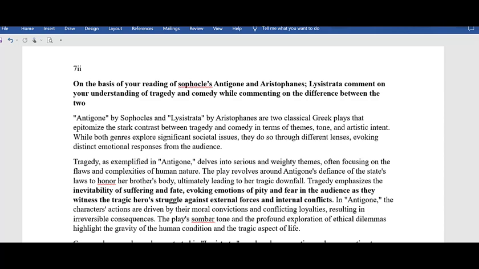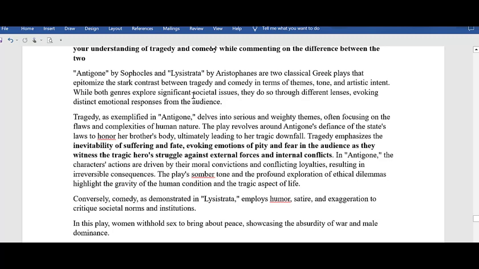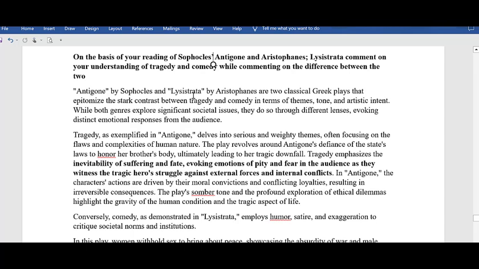Now, the next question is, on the basis of your reading of Sophocles' Antigone and Aristophanes' Lysistrata, comment on your understanding of tragedy and comedy while commenting on the difference between the two. Again, you need to know Lysistrata, you need to know Antigone in order to answer this question. Okay, so then you have to justify how the aspects that he underlines as aspects of tragedy and the aspects that he underlines as aspects of comedy, how they are different and how they are similar, and whether they are similar to each other. So the first thing that we talk about is tragedy.